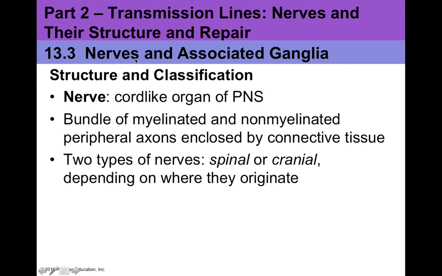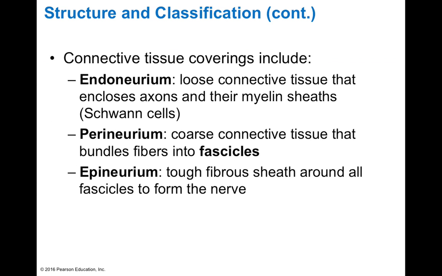Okay, so in this video we're going to talk about the structure of nerves and associated ganglia. A nerve is just a cord-like organ of the peripheral nervous system. Ultimately, this nerve is made of a bundle of myelinated and non-myelinated axons, which are encased by connective tissue. There are really two major types of nerves: spinal and cranial nerves, and we'll talk about certain subtypes of these in future videos.